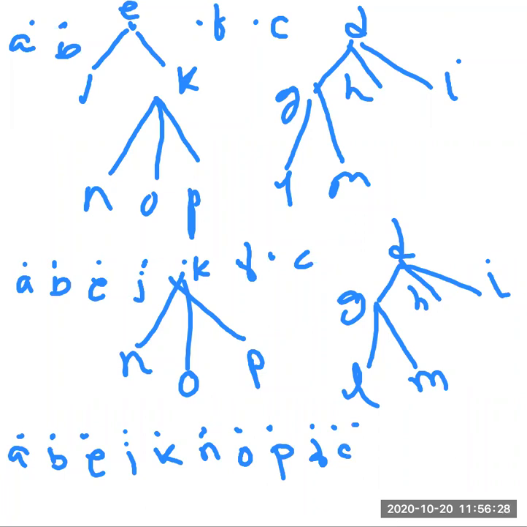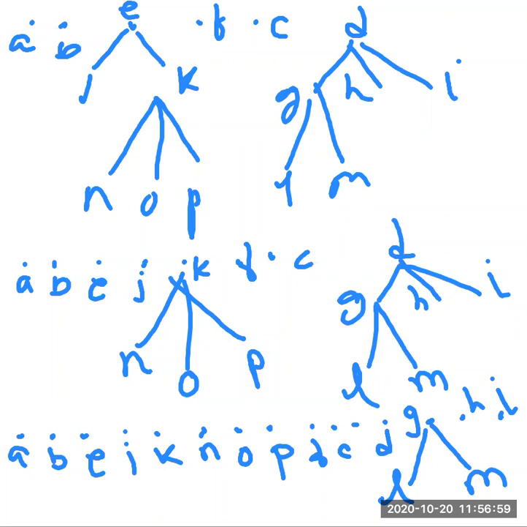Now D will get split into D as it is, and there will be 2 subtrees from D. One starting at G, then H, and then I. G will be L and M. Now go to the next stage. That is, split this G, visit G, and split.